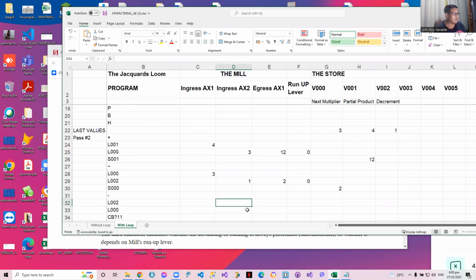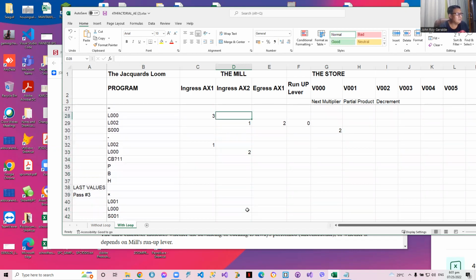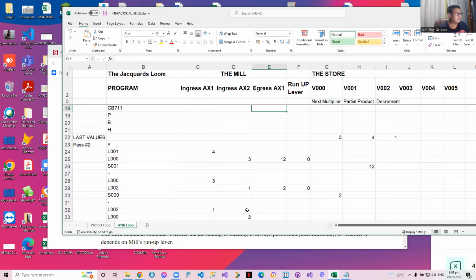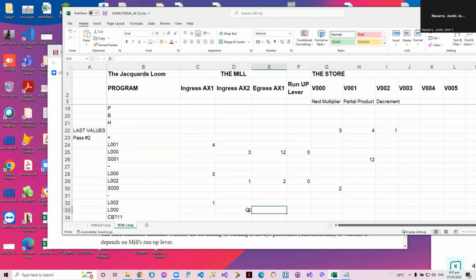So we have a minus L002. What is L002? This is 1. Sorry, we made a mistake here. L002 is 1. What's L000? 2. Wait, didn't we make a mistake? 1 minus 2 is negative 1. So 1 minus 2 is negative 1. The run-up lever is 1. Right? Do you follow?